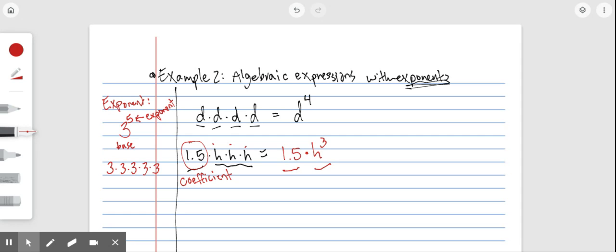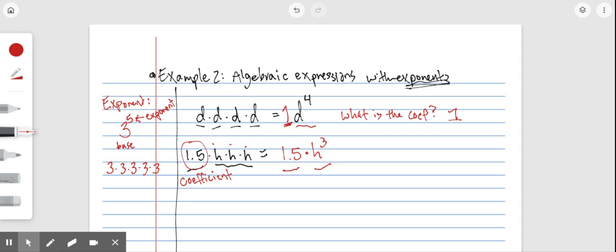Now let's look back to the first one that I did, which was d to the 4th power. This one still has a coefficient. What is the coefficient for d to the 4th power? Whenever you don't have a visible coefficient, there's a little number 1 hiding in front of it because there's only one d to the 4th power. Right here, this 1.5 means there's 1.5 h to the 3rd powers. But there's only one d to the 4th power, so the coefficient here is 1.